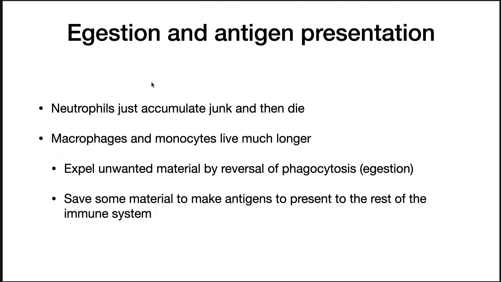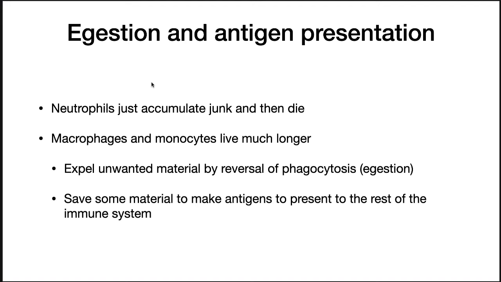Once you're done with killing the microorganisms, you have egestion and antigen presentation. Now, neutrophils don't do this. They just accumulate junk inside phagolysosomes. They fill up with phagolysosomes and then they die. Macrophages and monocytes live much longer. They will expel unwanted material by reversal of phagocytosis, which is called egestion. And some parts of this material are saved to make antigens to present to the rest of the immune system.